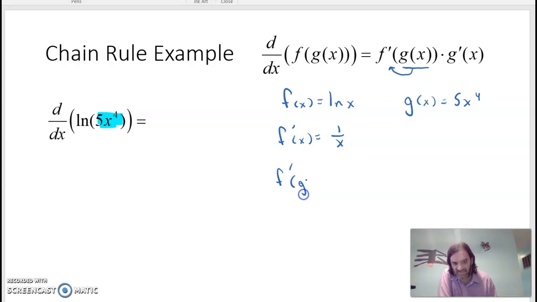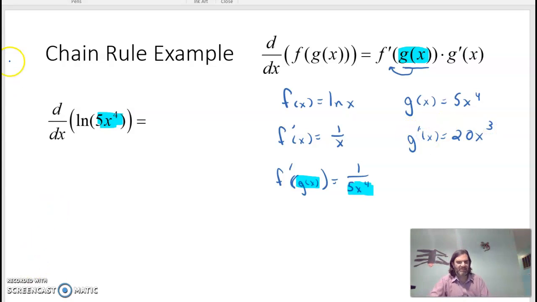F prime of g of x will look like 1 over x is our placeholder, and we'll plug our g in, 5x to the fourth. Okay. So just making sure you understand where things came from. But we also need the derivative of g. So g was 5x to the fourth. Derivative of 5x to the fourth is 20x cubed.